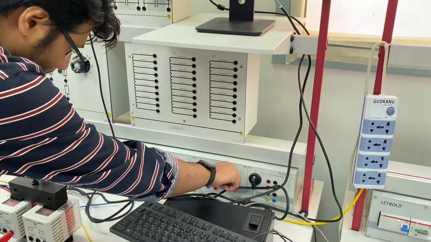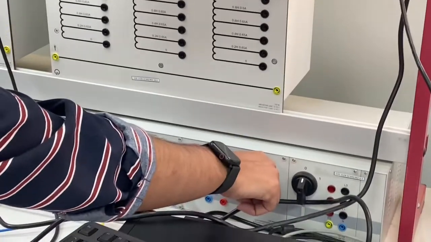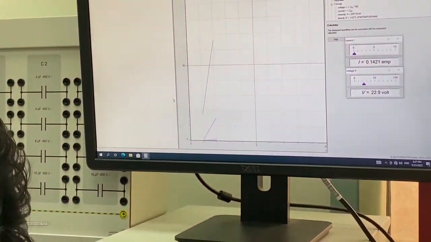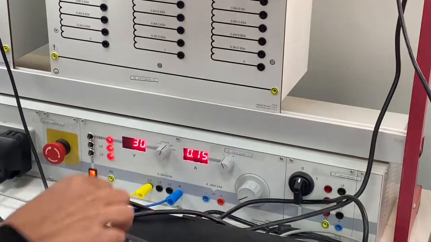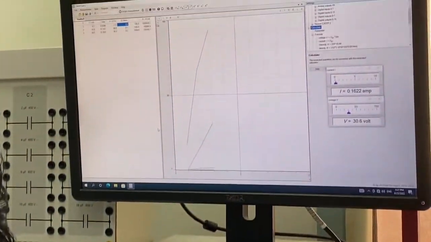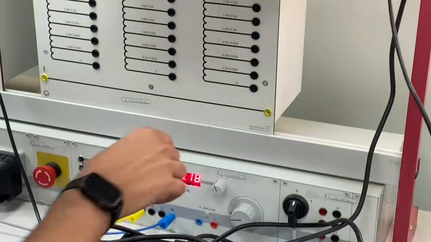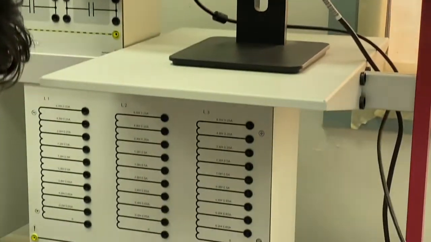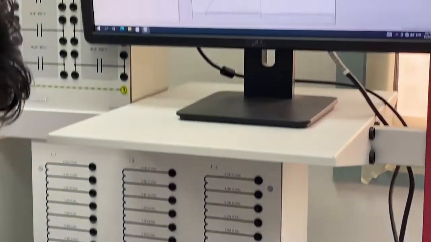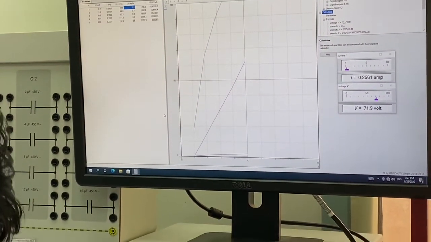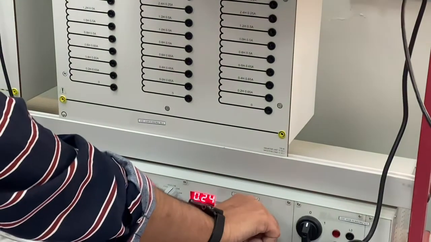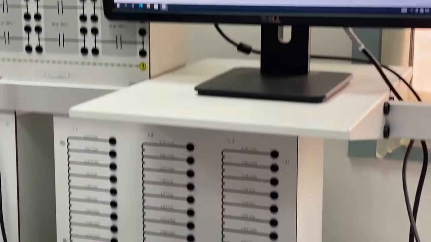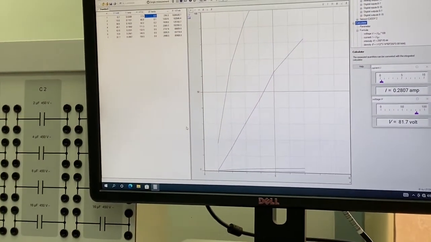We'll apply initially some small value, 15 volt, F9, 30 volt, F9, maybe 45, F9, 60 volt, F9, 70 volt, F9, 80 volt, F9. Now before going further, you can listen to the sound, I think, right?